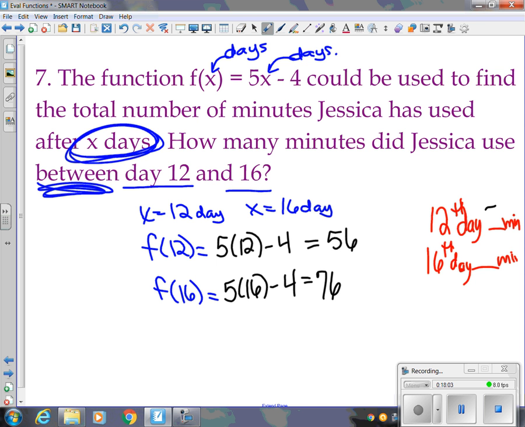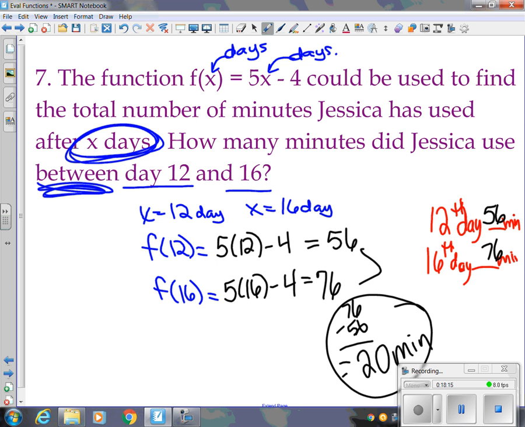So you're right. Between 56 minutes and 76 minutes, we are what? 76 minus 56 is 20 minutes. 20 minutes is my answer. Does everybody understand what we're doing? Okay. If they give you 2 different days and they're saying how many between this one and this one, then you have to be able to do 2 and subtract. We don't have too many more to go, do we? One more. Okay. Let's move on to number 8.